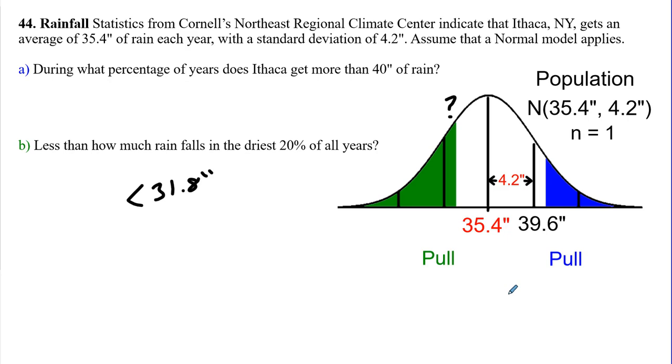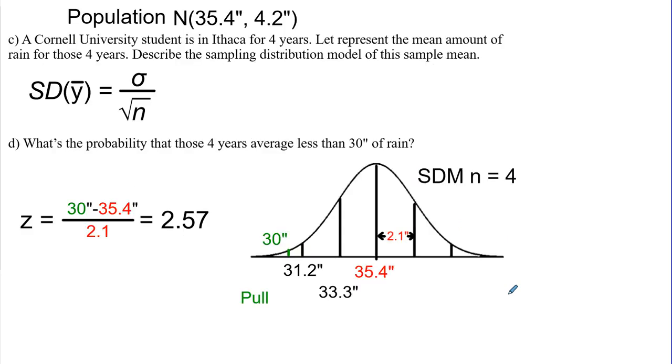But on the next two problems, now we're going to be looking at 4 years. So the average rainfall in the 4 years. A Cornell University student in Ithaca is in Ithaca for 4 years. Let μ represent the mean amount of rain for the 4 years. There's a typo there. Describe the sampling distribution model for the sample mean.